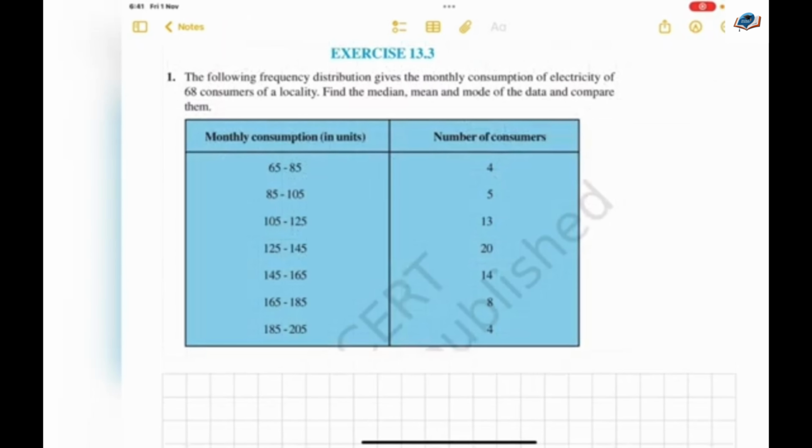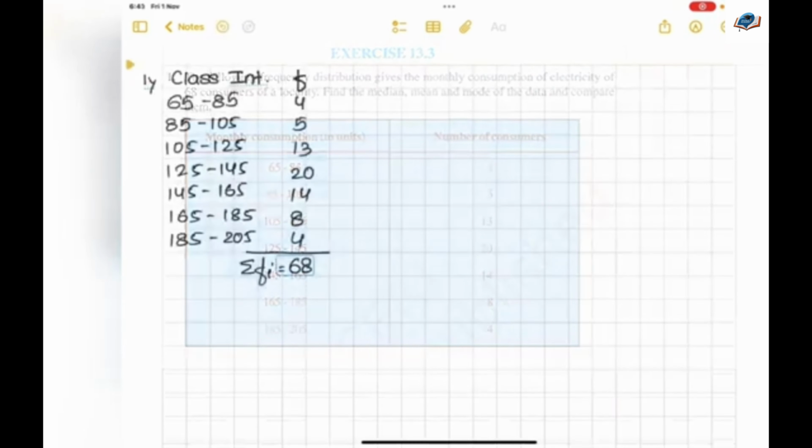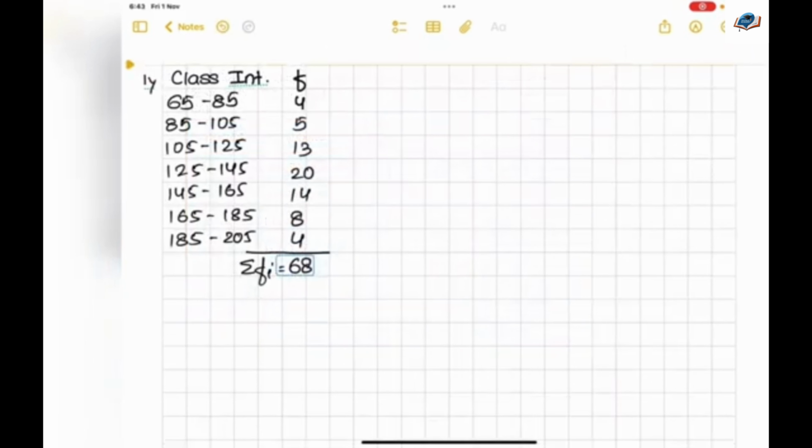Now exercise 13.3 first question says the following frequency distribution gives the monthly consumption of electricity of 68 consumers of a locality. Find the median, mean and mode of the data and compare them. So all the three he has asked me. So let us do one by one. So class interval and frequency is given. For median, I will need cumulative frequency also. So let us find that. 4.